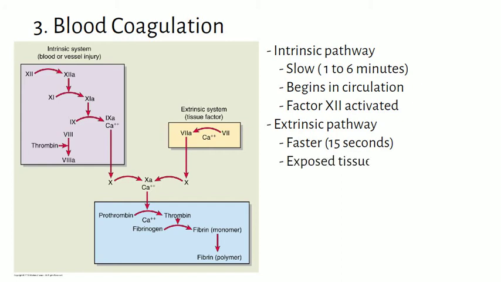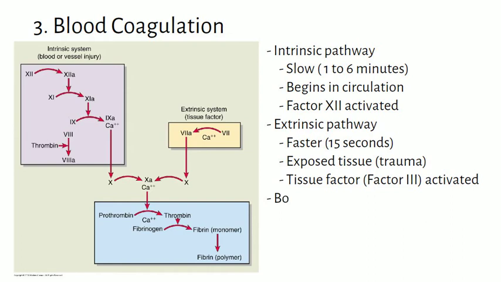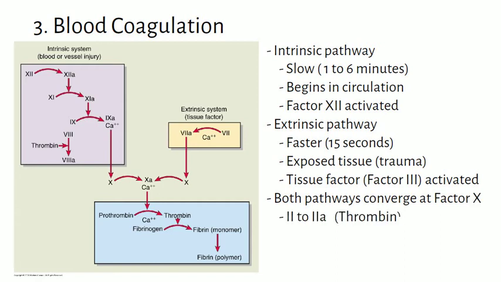The extrinsic pathway is initiated due to exposed tissue or a trauma and is activated by tissue factor or factor 3. Both pathways converge at factor 10, which ultimately leads to activation of thrombin and fibrin. Fibrin holds the clot together.